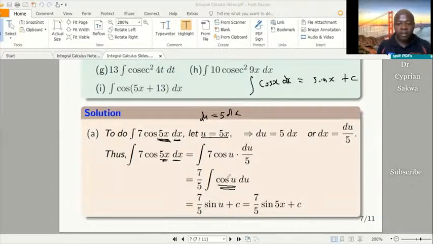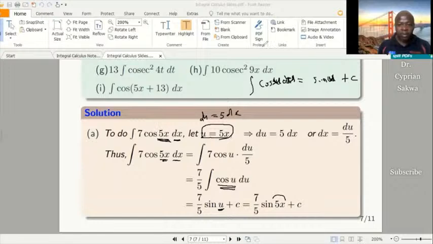So that means the integral of cos of u du will be sine of u plus c. So that is what we have: 7 out of 5 sine of u plus c. So just substitute what was u. Our u was 5x. So our final answer, therefore, is 7 out of 5 sine of 5x plus c. So this 5x, we're getting it from here. It was this u. And so that's how we integrate this.